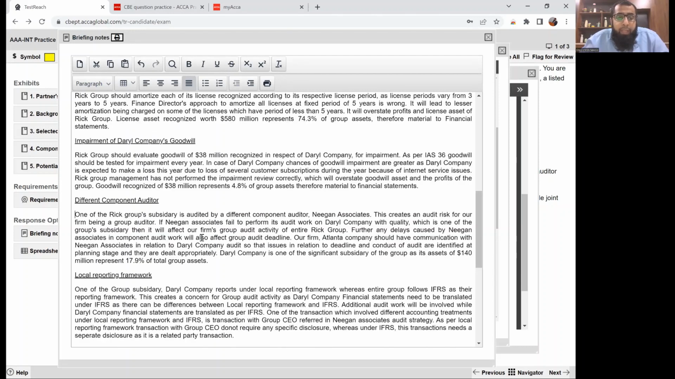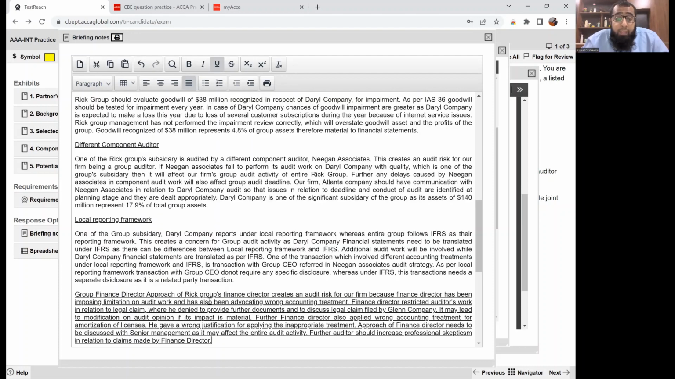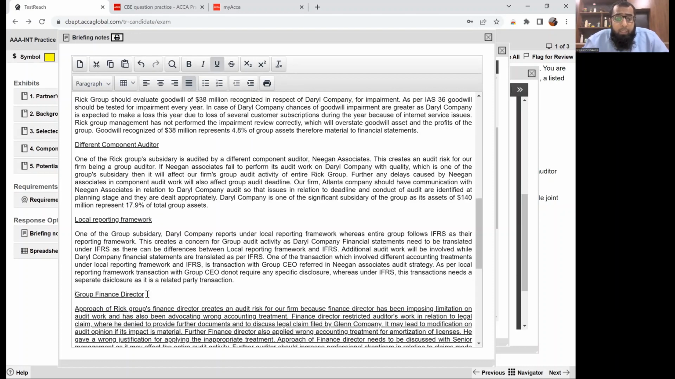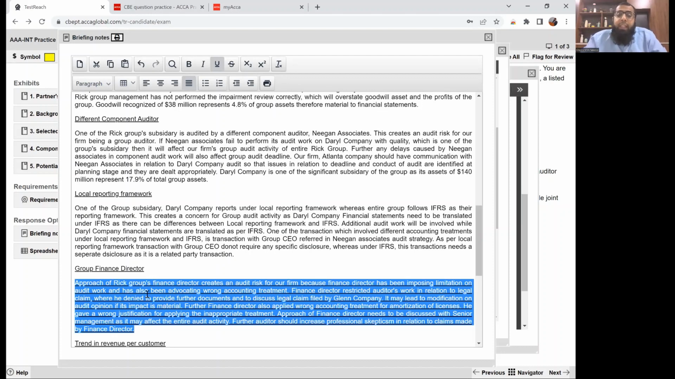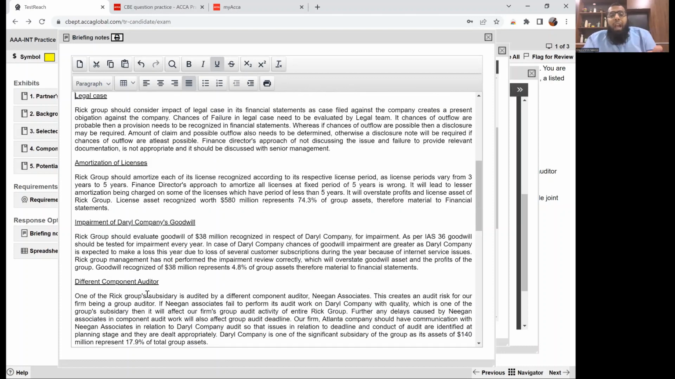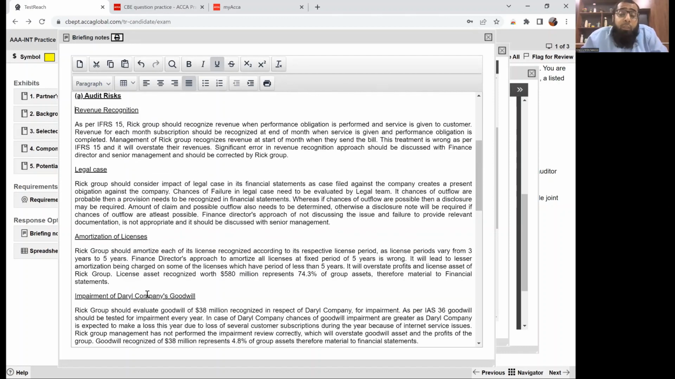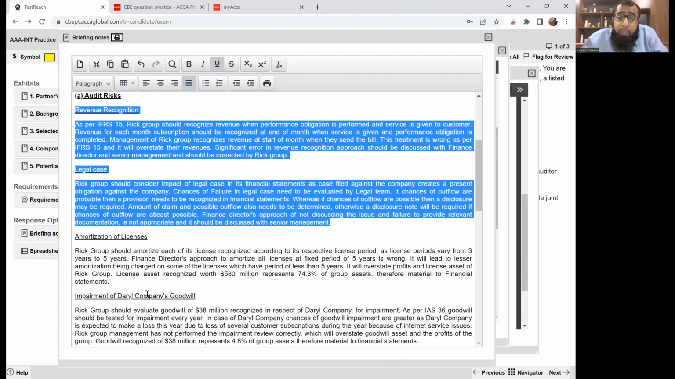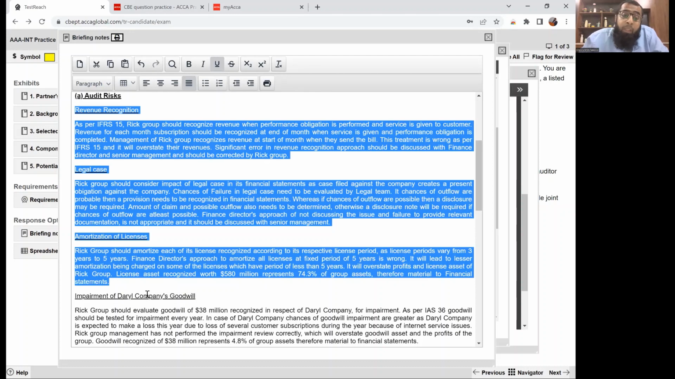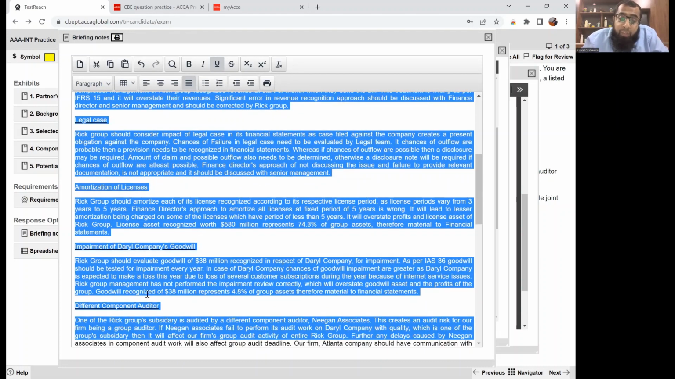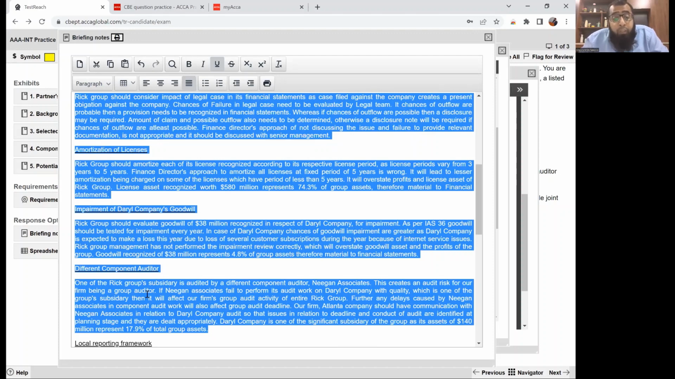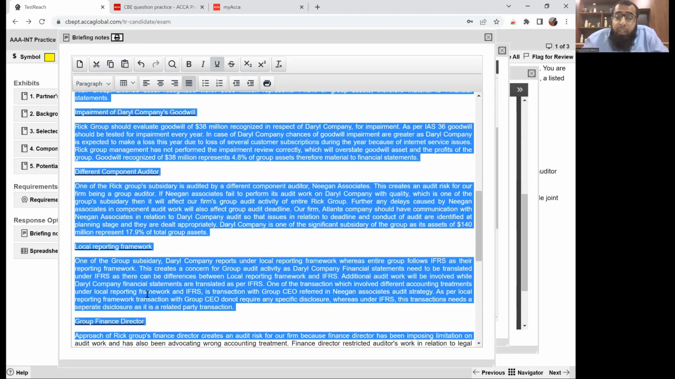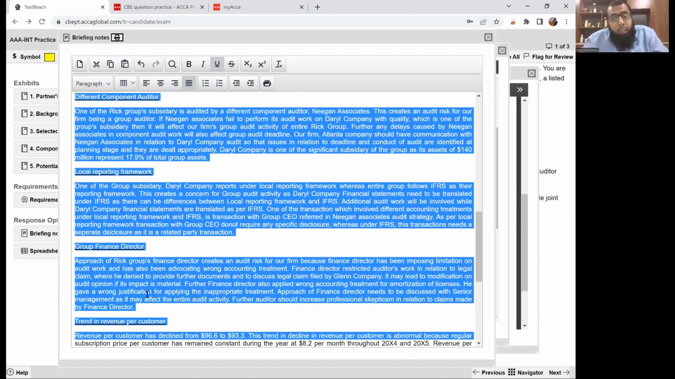So you can write the point on the finance director here. It's your professional judgment how you rank the risks. Since revenue recognition was a very significant issue, I wrote it first. Then the legal case matter, because in the legal case the finance director was also imposing a limitation. Then amortization of license, then the Darrell Company goodwill, then different component auditor issue, local reporting framework issue, group finance director comment, trend in revenue per customer, and then client acquisition.